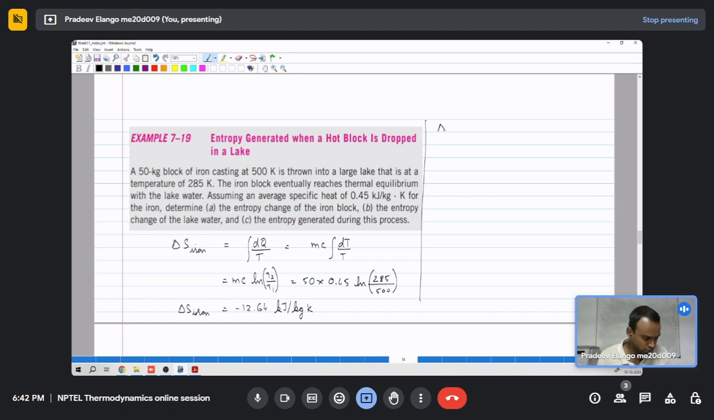And now we can find the entropy change for the lake, and that is delta Q by T. For the iron case the temperature was constantly varying, so that is why we had to integrate and had ln of final temperature by initial temperature. But for the lake the temperature will be constant, so we can directly put delta Q by T. So now we need to find delta Q, that is mc into delta T. The heat energy taken away from the iron block will be transferred to the lake. So we need to find the mcp delta T of the iron block. That is again 50 kg into 0.45, and then delta T is from 500 Kelvin to 285.